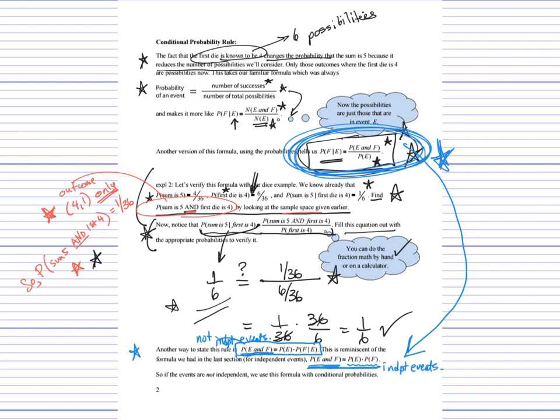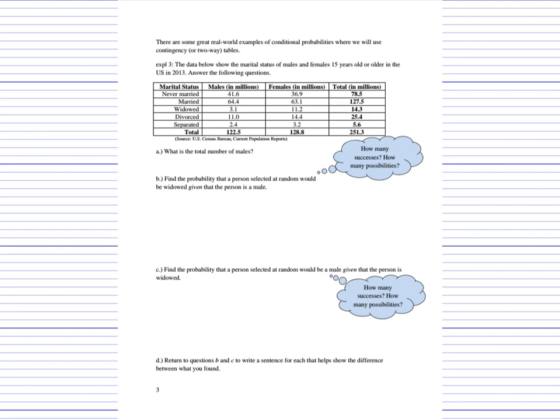Let's move on. All right, we've seen some contingency tables a little bit earlier. We're going to see them again here. Look over number 3, and why don't you answer A, and then we'll talk about the rest of them together. Go ahead and read over the data and pause me here, and then we'll meet up again. Okay, so what we've got here is the marital status of males and females 15 years and older in the U.S.